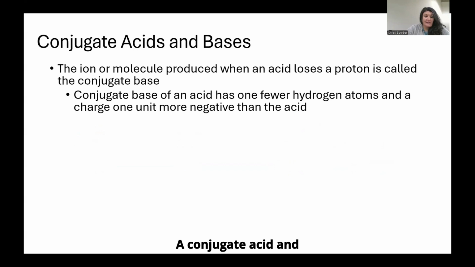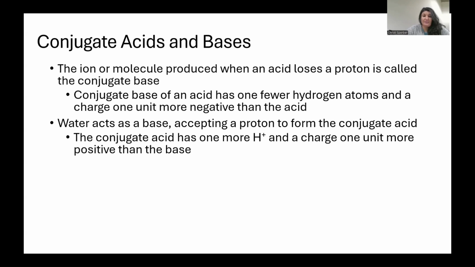A conjugate acid and base are the ion or molecule produced when an acid loses a proton, and it's called the conjugate base. A conjugate base of an acid has one fewer hydrogen atom and a charge 1 unit more negative than that of the acid.